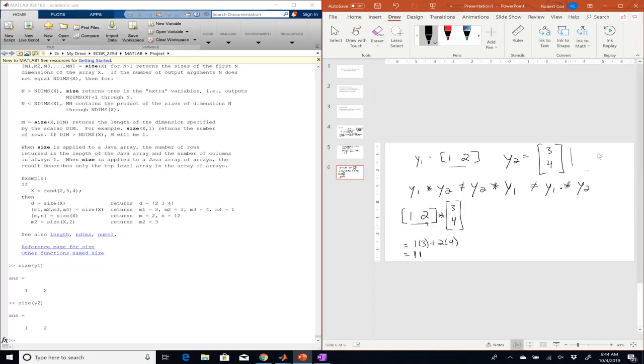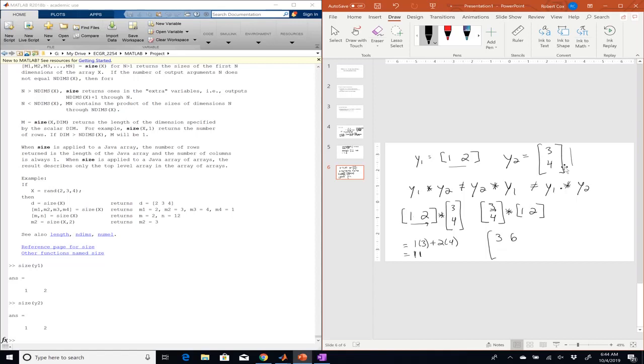Now, in this case, let's say I tried y2 times y1. So if I had 3, 4 times 1, 2, this is where the real problem comes in. Because what you're going to do is multiply row and column. So I'm going to multiply the first row by the first column. Multiplying 3 by 1 gives me 3. Then I multiply the first row by the second column. So 3 times 2 is 6.